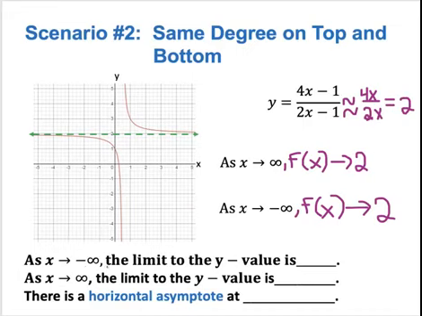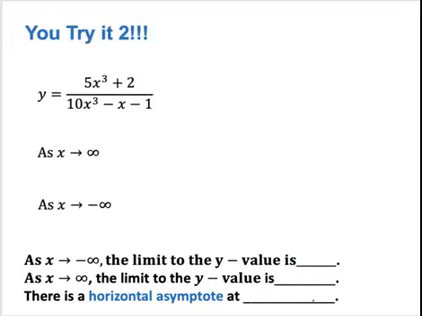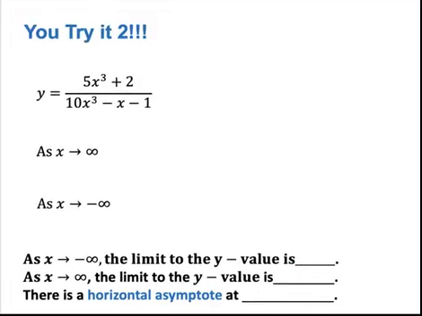So as x approaches negative infinity, the limit to the y value is 2. As x approaches positive infinity, the limit to the y value is 2. There is a horizontal asymptote at y equals 2. So for you, try it 2. Please pause the video, work through the example to find the horizontal asymptote. Once you are finished, please unpause the video and see if your solution matches with mine.